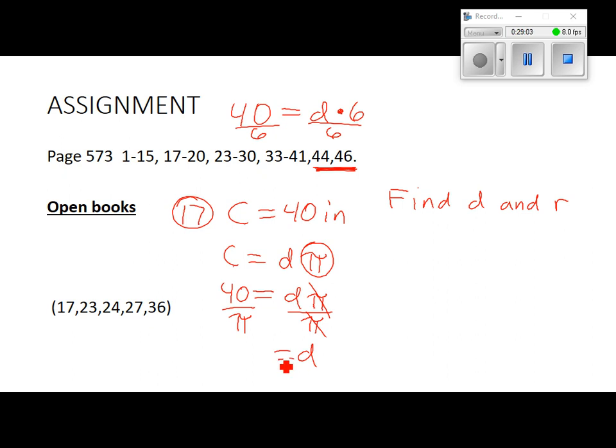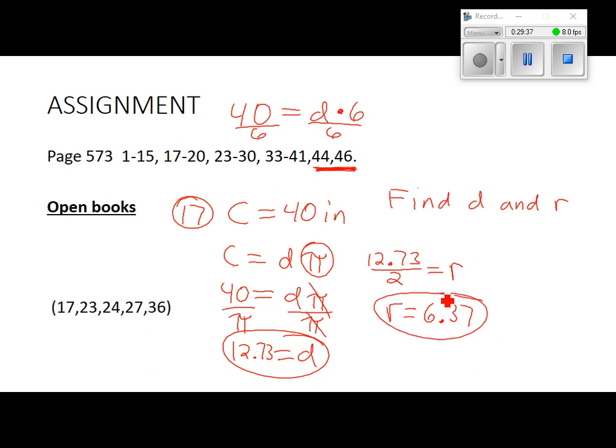How many places did they say they wanted us to go out? Hundredths place. So that's 2 places, right? 12.73. Anybody else agree with that? Yes. That's the diameter. That's one of your answers. How do you find the radius? Take half of that. So you take 12.73 divided by 2. That's the radius. So what's the radius this time? 6.37. Everybody agree with that?